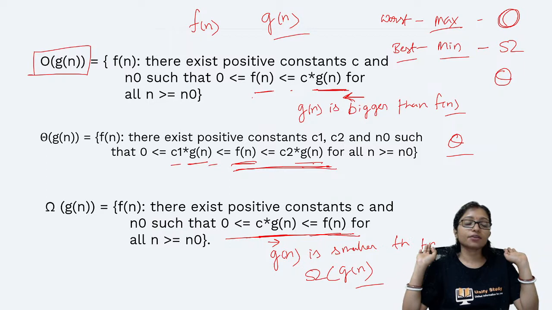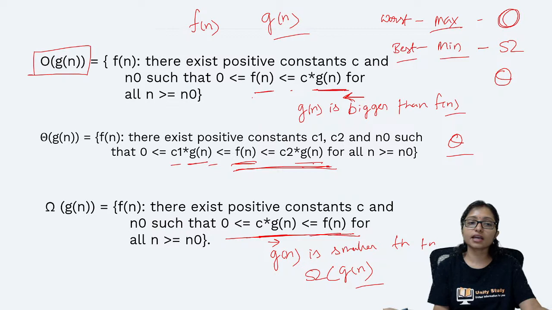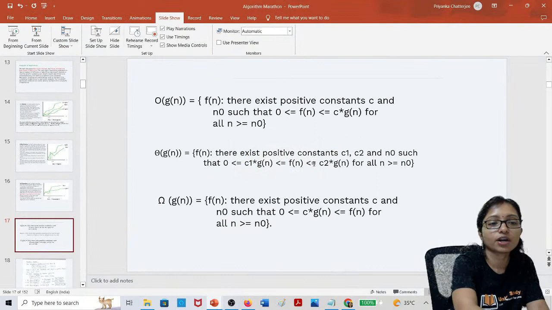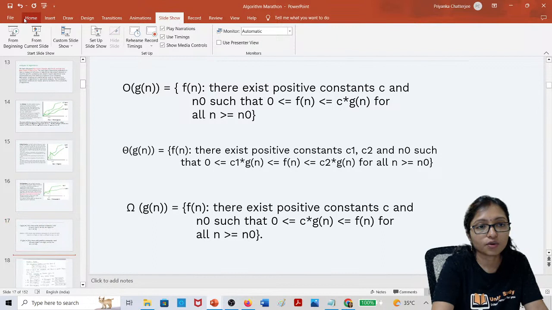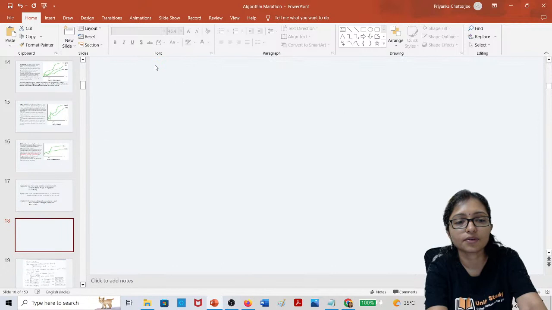What is fn? What is gn? What is theta? Is this clear? So I will ask you some quick questions and you can tell me the answers, so that your concept will be clear on fn, gn and all. After that we will go for the master theorem. Your complete understanding will be covered one by one. Everything should be covered.